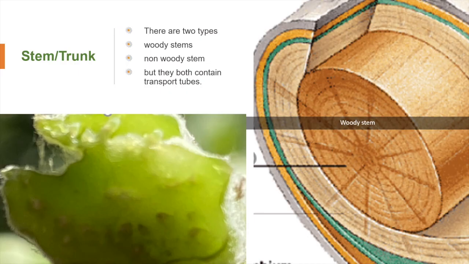Both woody and non-woody stems contain transport tubes. One set of tubes carries water and minerals from the ground up to the leaves. The leaves are where the plant makes its own food, and the food is then transported back down the plant through another set of transport tubes. In the woody stem, you can see them coloured in yellow and green.